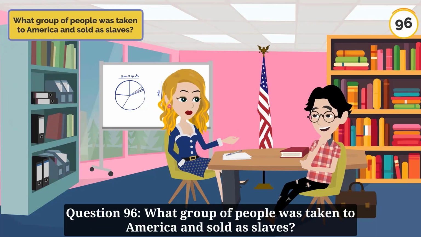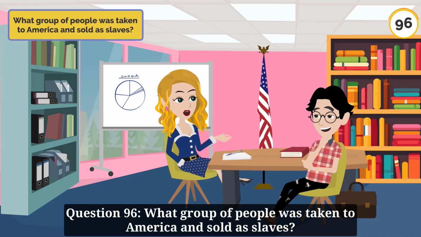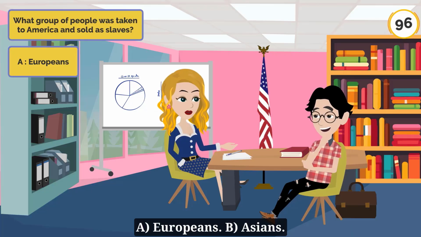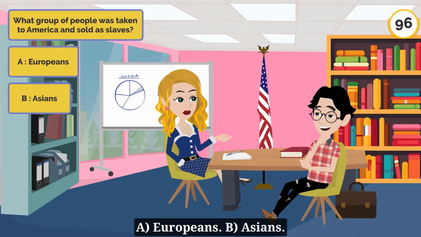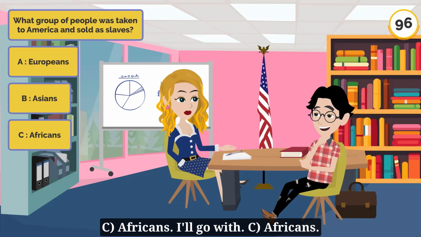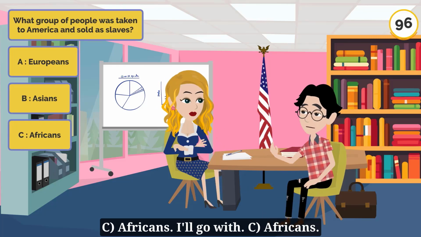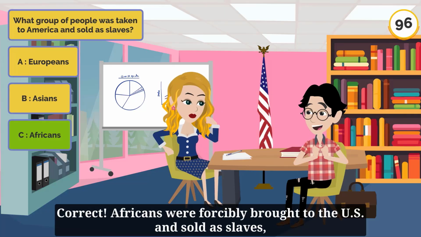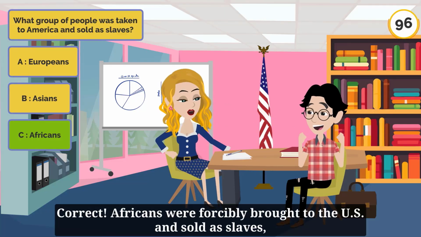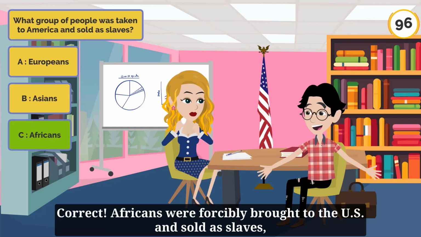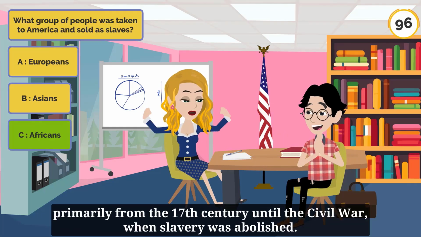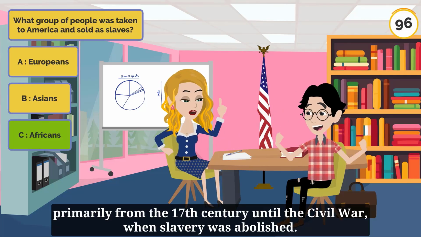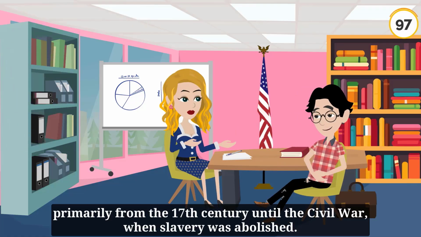Question 96. What group of people was taken to America and sold as slaves? A. Europeans. B. Asians. C. Africans. I'll go with C. Africans. Correct. Africans were forcibly brought to the U.S. and sold as slaves, primarily from the 17th century until the Civil War, when slavery was abolished.